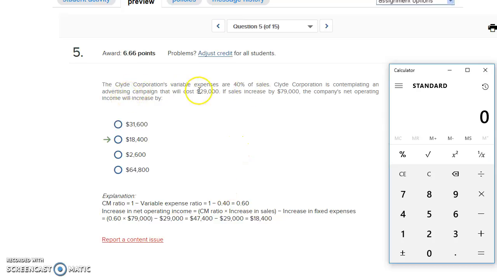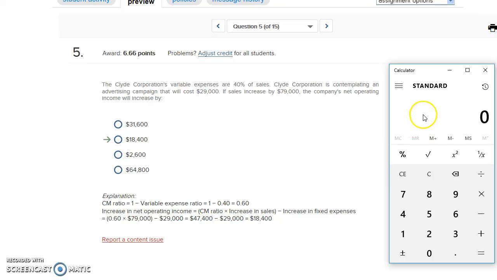Okay. So in this one, our variable expenses are 40% of sales. That means that our contribution margin is 60%. So variable expenses are the cost of whatever it is that we're selling. So what's left over is 60%. So we are deciding if advertising that will cost 29,000 is worth it if sales increase by 79,000.